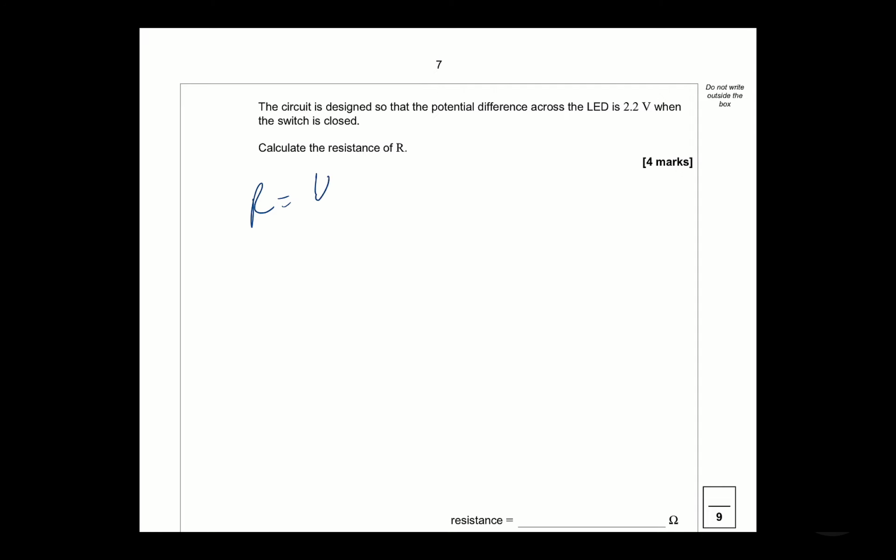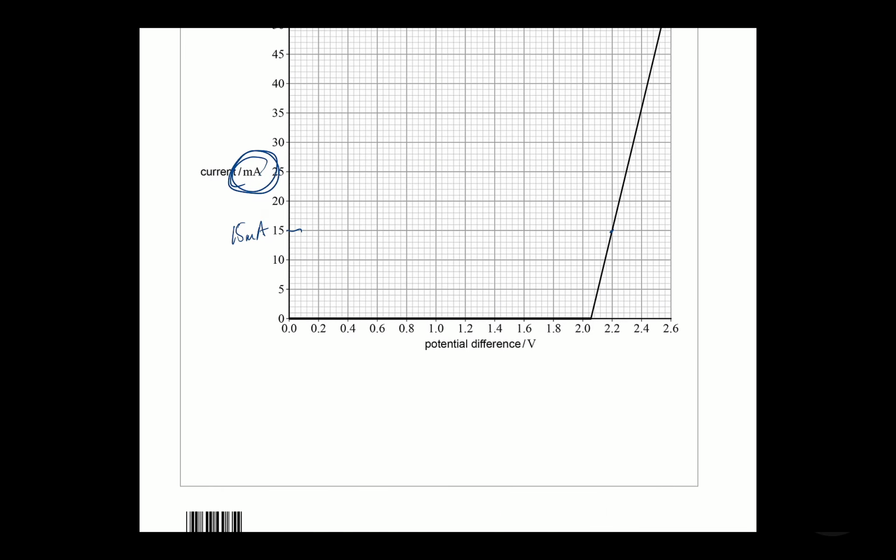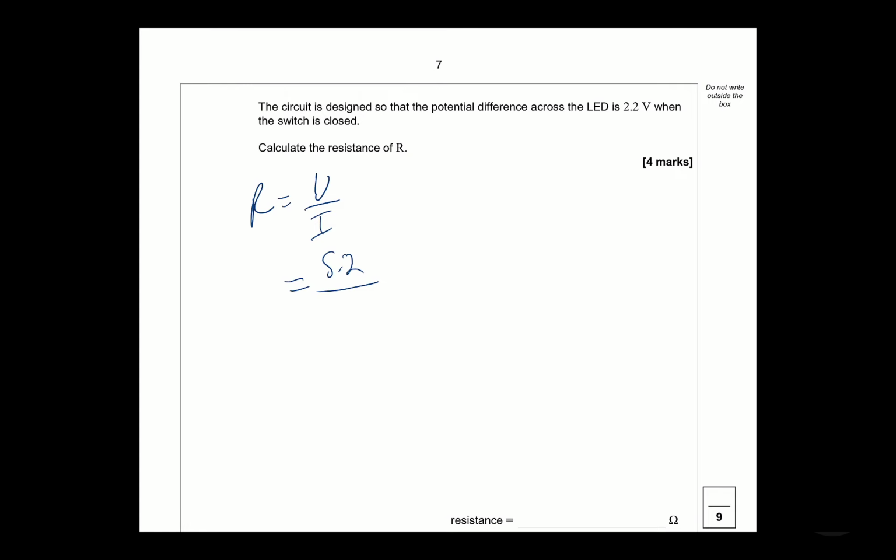So we know that resistance is V divided by I. So 5.2 divided by 15 times 10 to the minus 3.